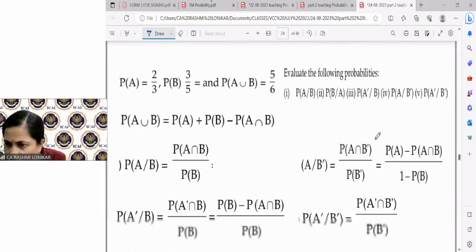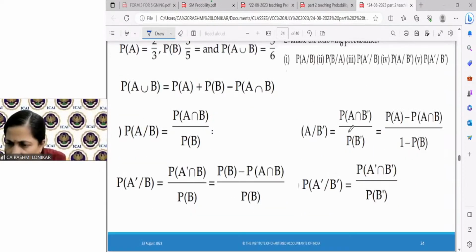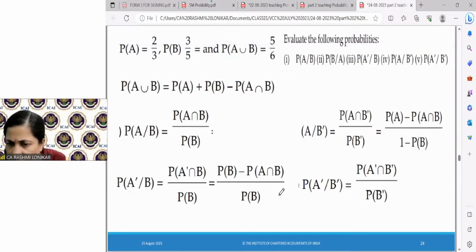So we have done this. As and when, here I have written all the formulas also, which you can easily see. Any other question you want?